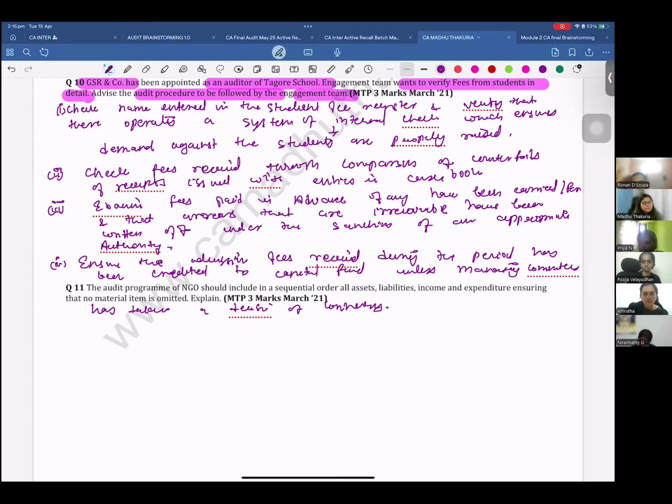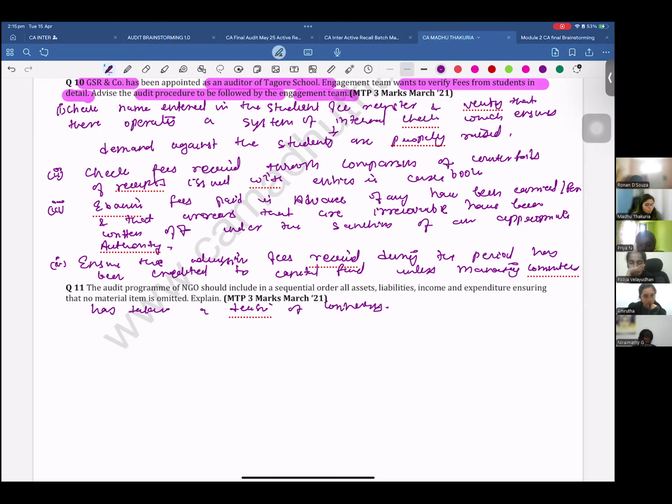Ma'am, check the receipt of admission fees with the checks and counterfoils, and also verify whether admission fees have been properly accounted under the capital receipt. Capital receipt. Capital receipt in what case? Admission fees. Admission fees, yeah, okay, correct.